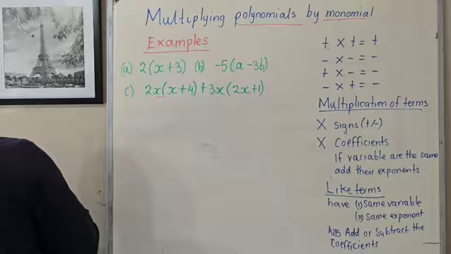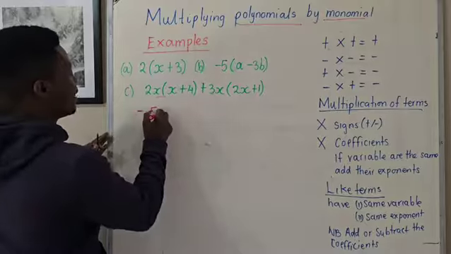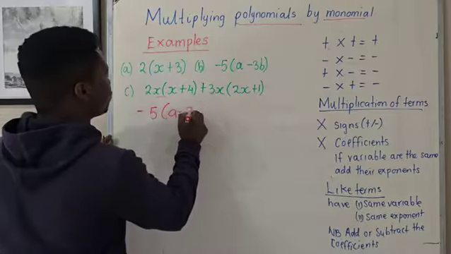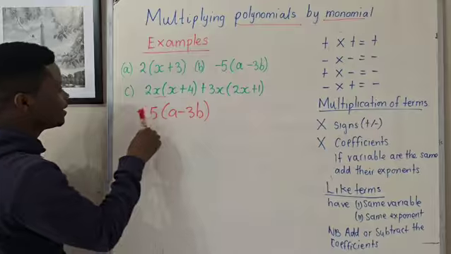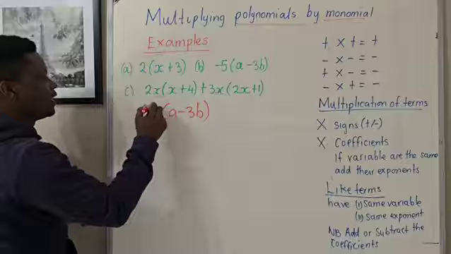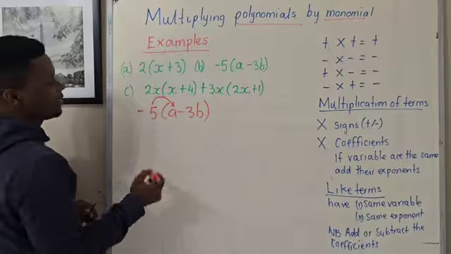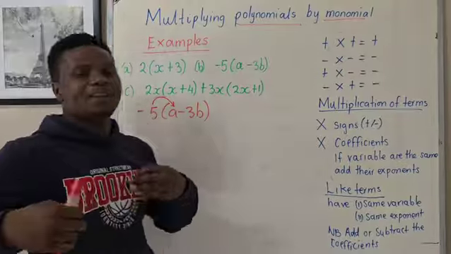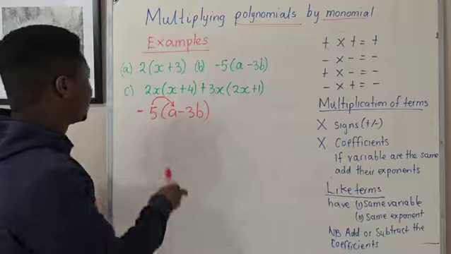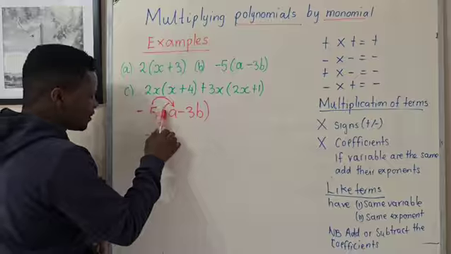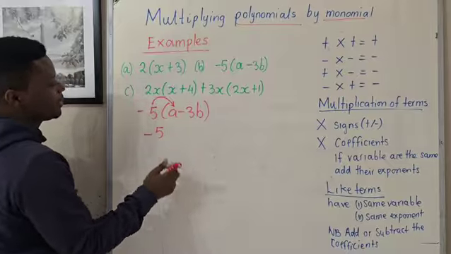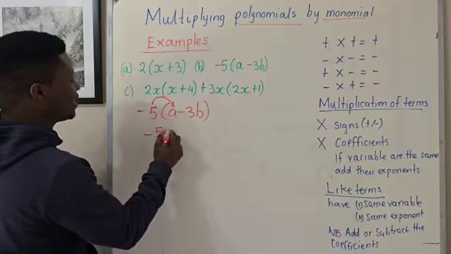The second example says negative 5 open a minus 3b. So we multiply again, as you can see from here, the signs, a negative times a positive. Remember, the 5 is multiplying this. The 5 will multiply every term inside the bracket. So a negative times a positive is a negative. Multiply the coefficients, 5 times 1 here, that's 5. Make sure of the variables, there's only a here.